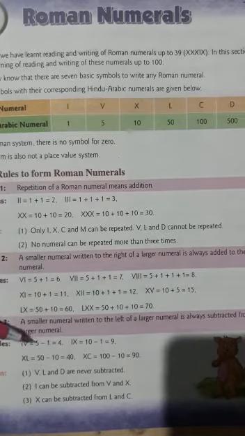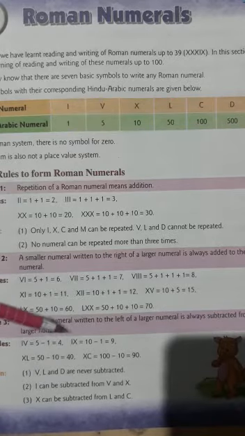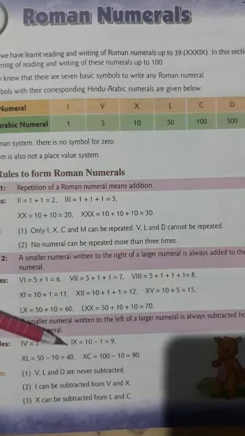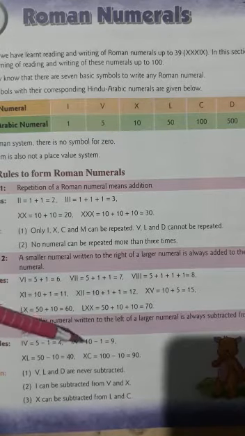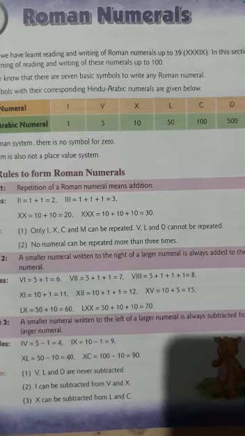IV means 5 minus 1 will be 4. Okay? You subtracted 1 from 5, then it will be 4. X means 10. But in this you subtracted I means 1, 10 minus 1 will be 9. Okay, then how do we write 9? We put the symbol I before X. Okay, then it will be 10 minus 1 will be 9.